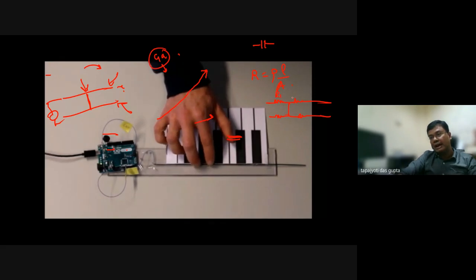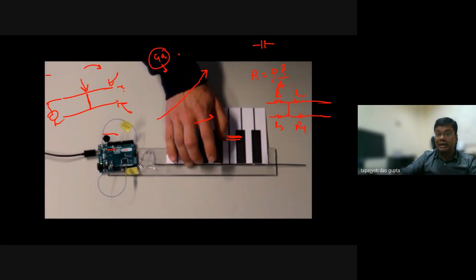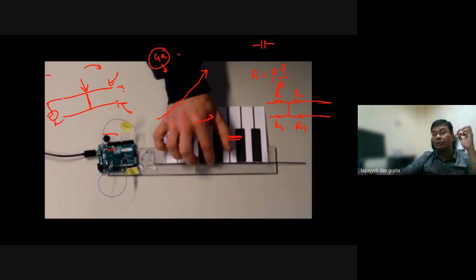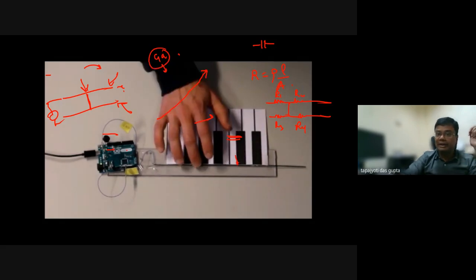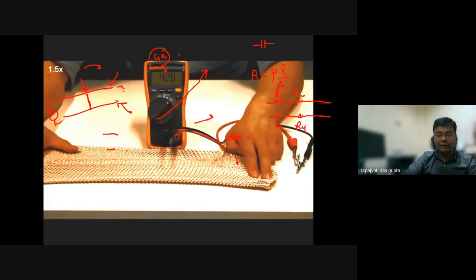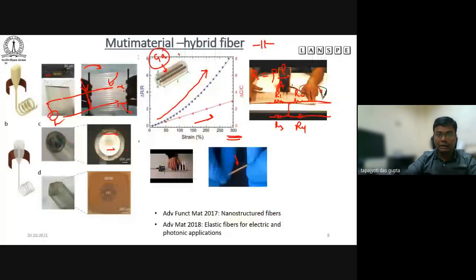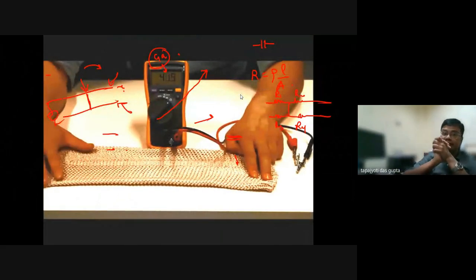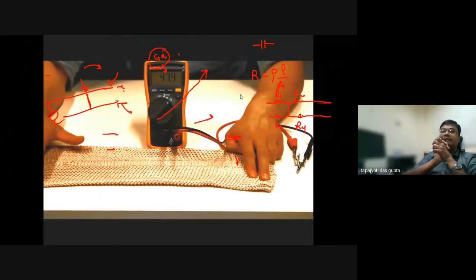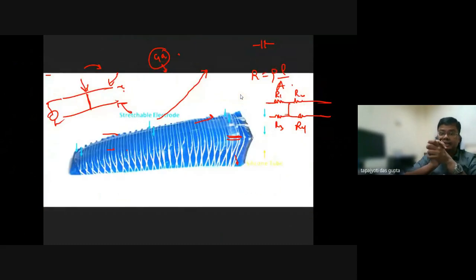So your equivalent circuit depends upon where you are pressing. This R1, R2, R3, and R4 start to change there, and that's how it is detecting the position where you are touching the fiber. So a very simple way to integrate this into clothing. Next, that's what we are showing, that you can easily integrate them inside the clothes, and it acts as a sensor by changing its resistance.